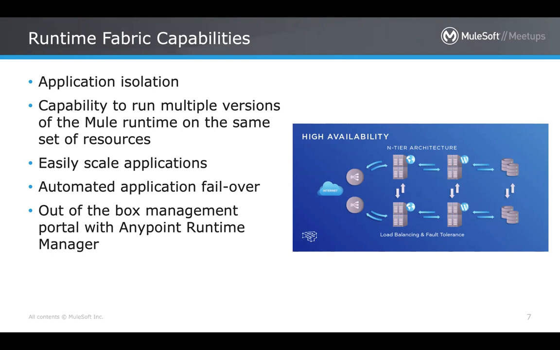It gives you automated application failover. Runtime Fabric is smart enough to keep tabs on the number of replicas of an application you want running at any one time, and it will deploy another replica of your app in the event of an application failover. If anything goes wrong on one of your applications, Runtime Fabric will spin up another replica of that application to keep you highly available and to keep you at the number of desired replicas that you want.